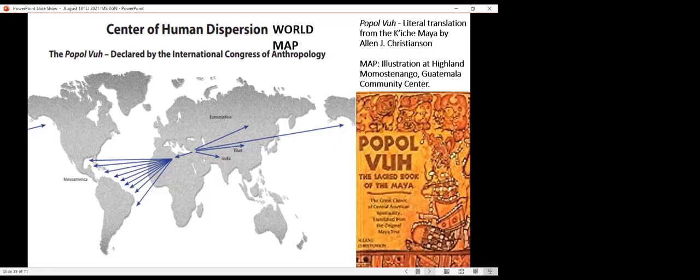The map is illustrated in the community center at Momostenango, showing the historic awareness of the world history, origins from the Middle East, coming throughout the Americas and spreading in both directions. This was interesting, not in conflict with science, but in their traditions and historic beliefs in harmony with the knowledge growing.